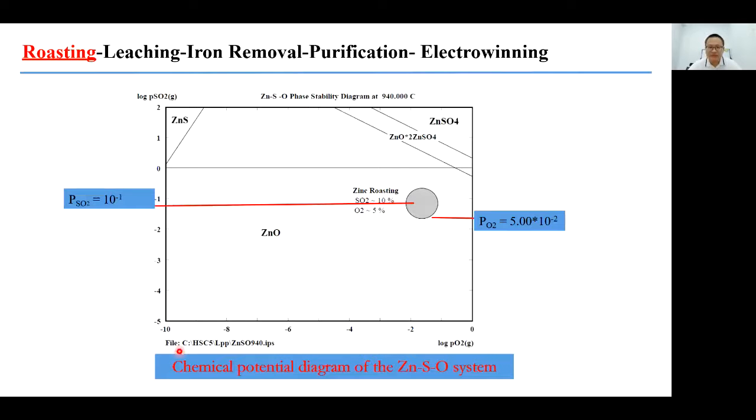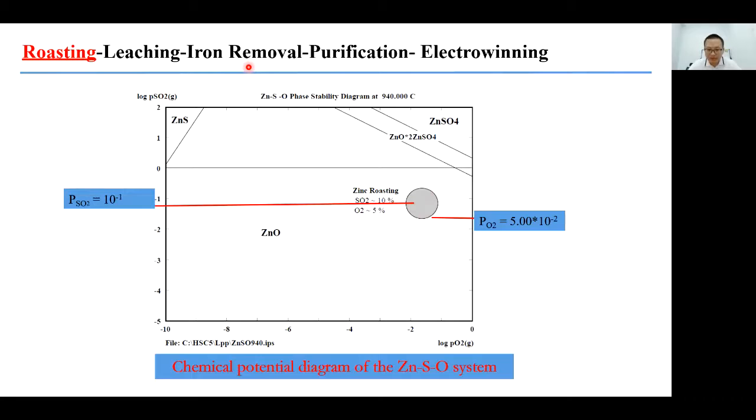As you can see, this is work made by HSC 5, at 914 degrees C. Actually, this is from a thesis from Oulu University in 2004. This is the gas phase composition, around 10% sulfur dioxide and 5% oxygen, and this is the processing window of the roasting. Zinc is mainly converted to zinc oxide in the roasting process.